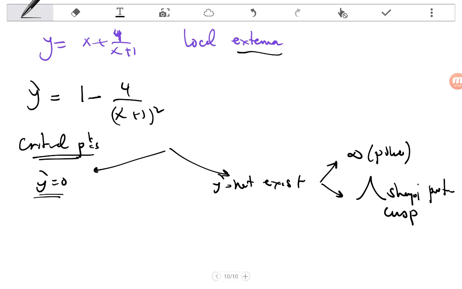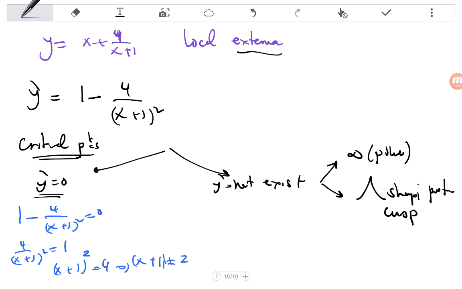Okay, let's check. When is y dash equal to 0? We need to find the critical points first. So we just put 1 minus 4 over x plus 1 whole squared equal to 0, which is 4 over x plus 1 whole squared equal to 1, which is x plus 1 whole squared equals 4, for which x plus 1 equals plus or minus 2, for which x will be equal to 1 or negative 3.